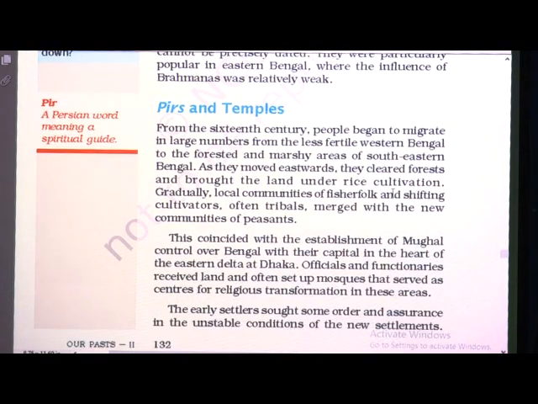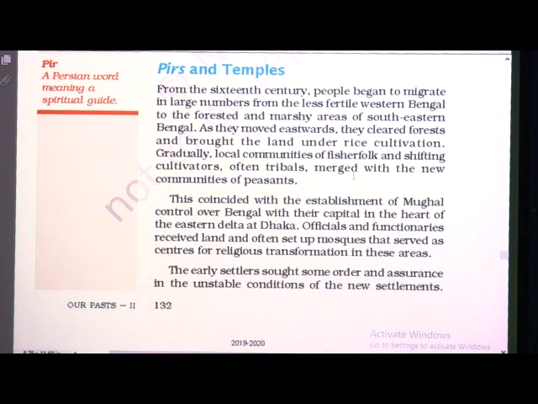Now, peace and temples. From the 16th century, people began to migrate in large numbers from the less fertile western Bengal to the forested and marshy areas of southeastern Bengal.